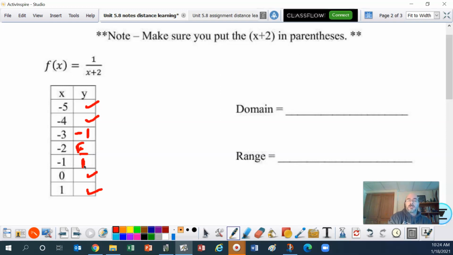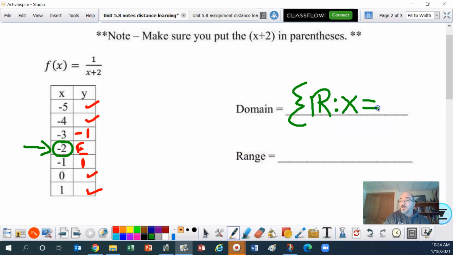Well, let's start with the domain. So again, the domain, ladies and gentlemen, we notice that the error is next to the -2. So the domain is going to be all real numbers except where x does not equal -2. Okay, x does not equal -2.